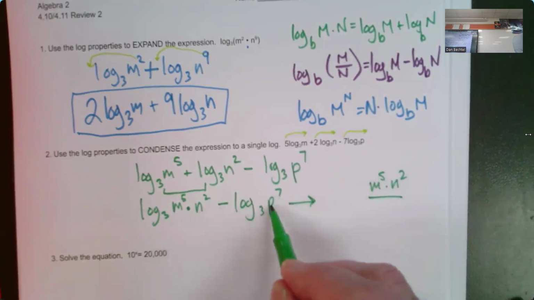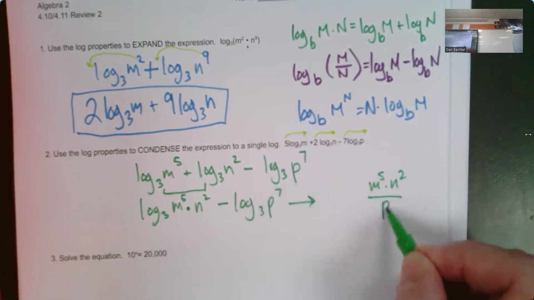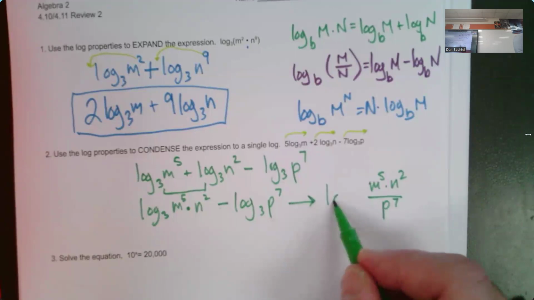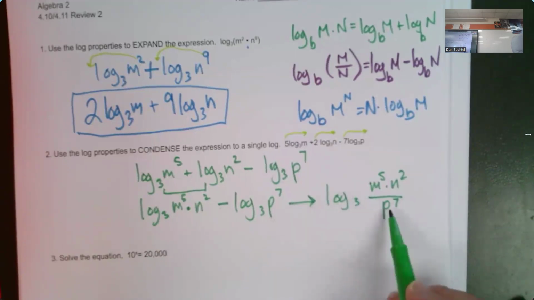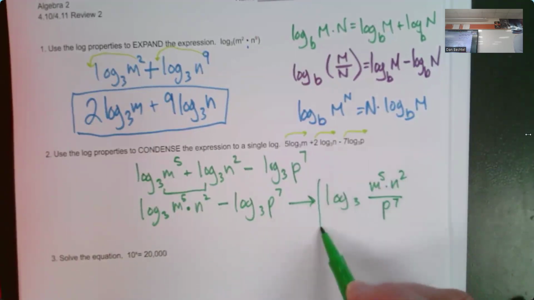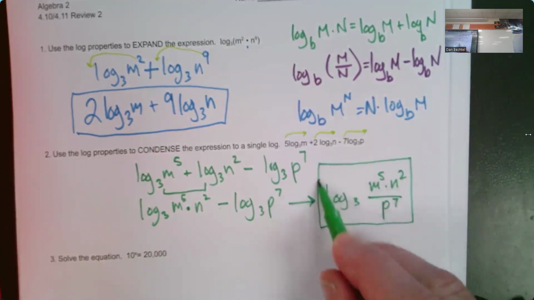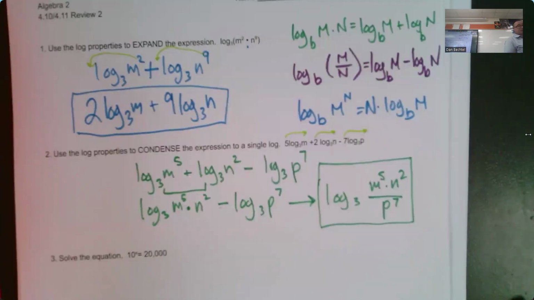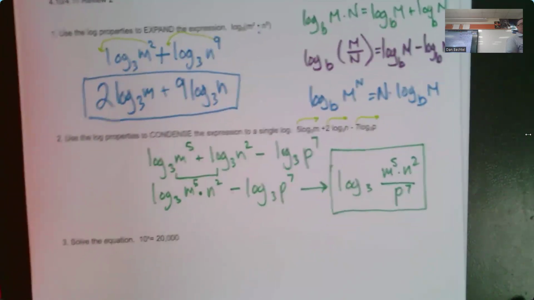And what we have second here, p to the 7th, that goes on the bottom. We know that we're done because I have a single logarithm with everything combined. And that's what we got. So that is our second answer. Now we start to use the logs a little bit.